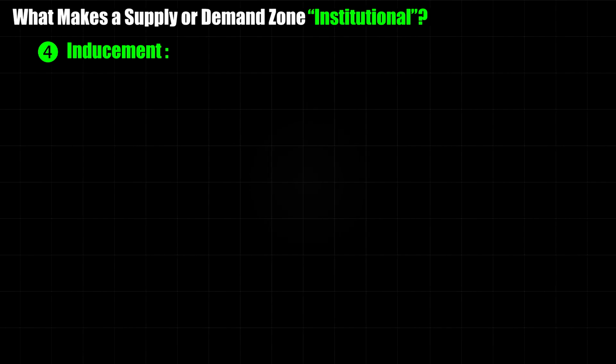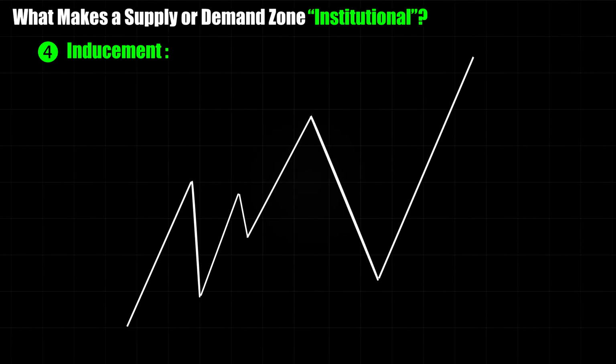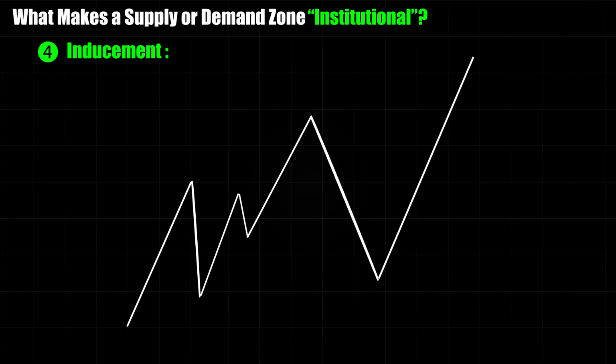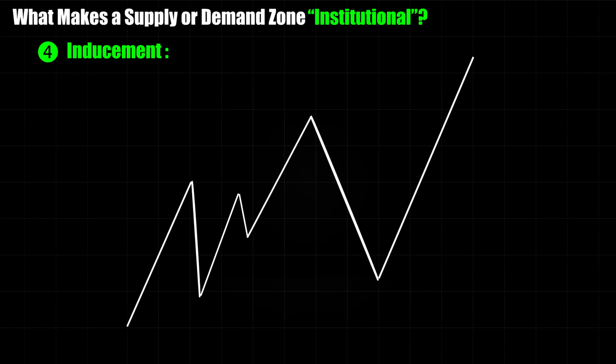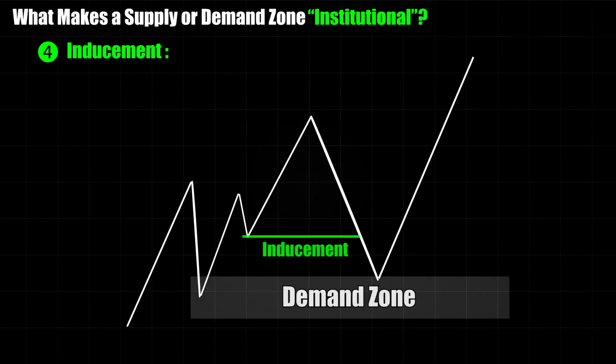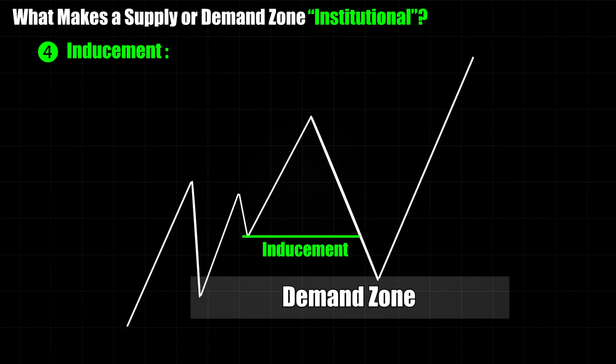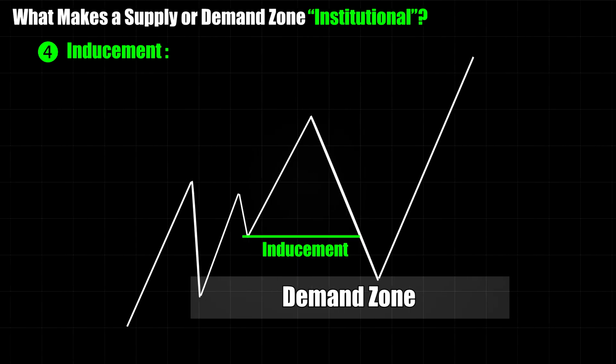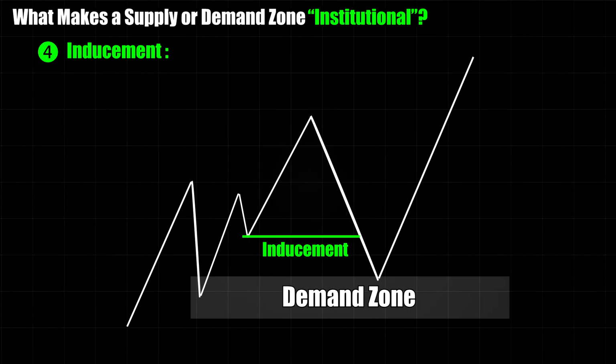4. Inducement. This is another liquidity-based concept. And while it can get technical, here's the simple idea. Before a zone is triggered, you want to see available liquidity just before it. Why? Again, it provides institutions the opposing orders they need to enter with low slippage.